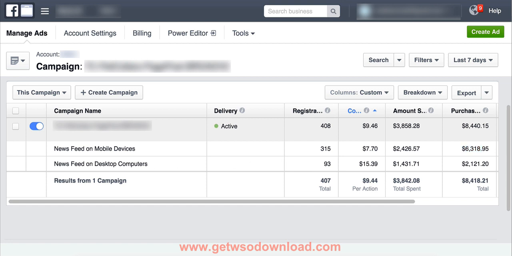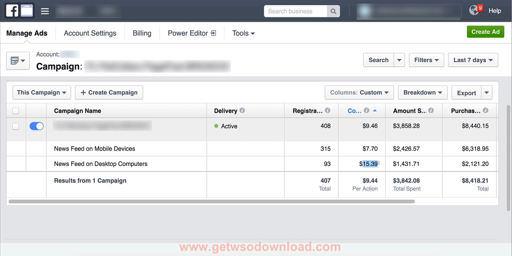And then desktop computers. Everybody's seeing the ad on their desktop computer. That would be a laptop or an old school PC. I've had 93 sales. I've spent $1,400, and I've only generated $2,100. My cost per conversion is more than double, or just right at double. On desktop computers, $15 per conversion as opposed to $7. Who would have thunk, right? It's crazy.